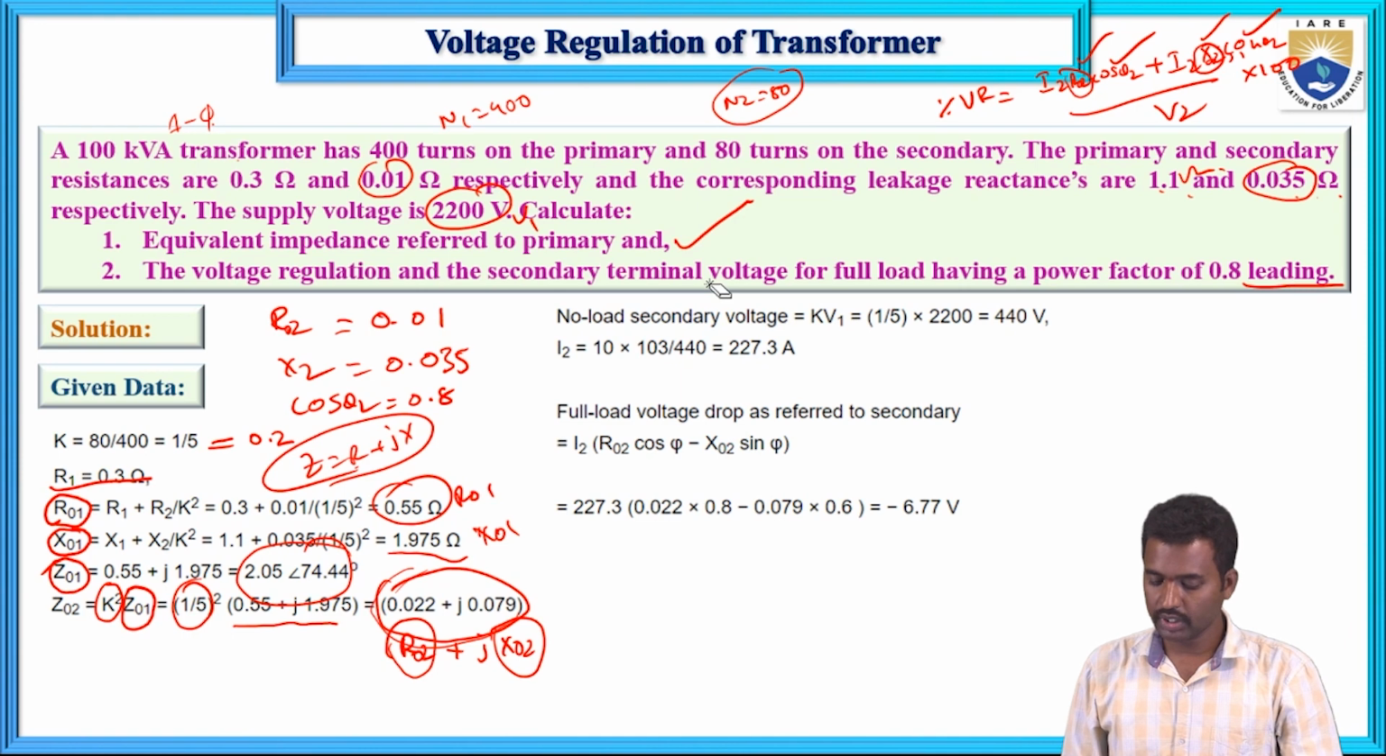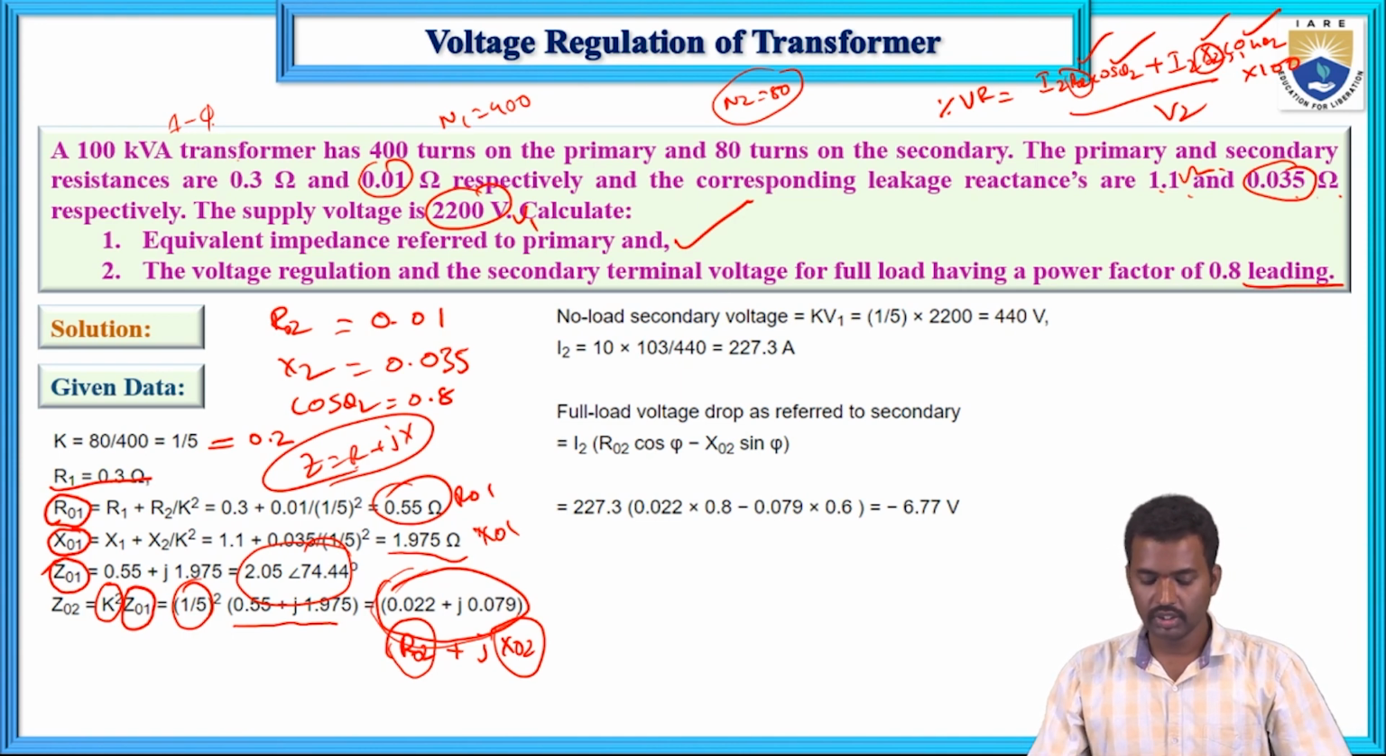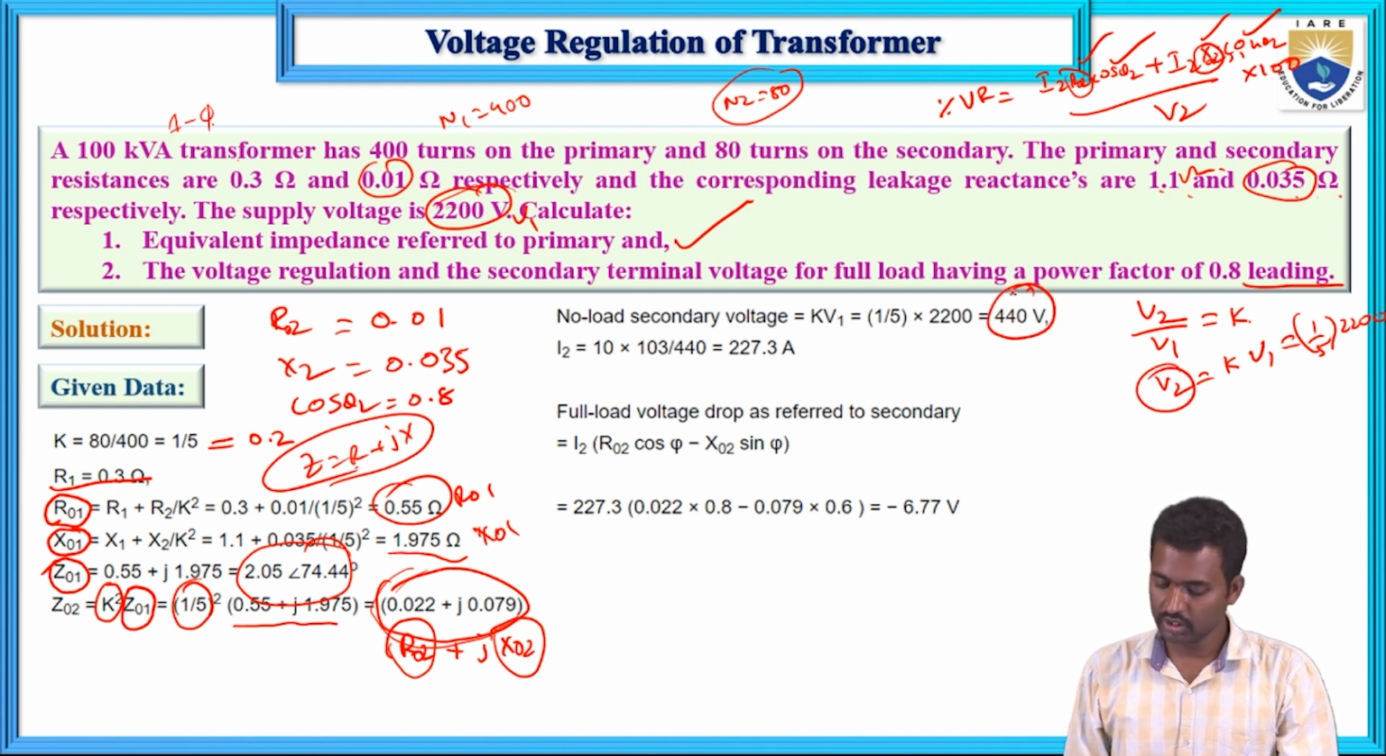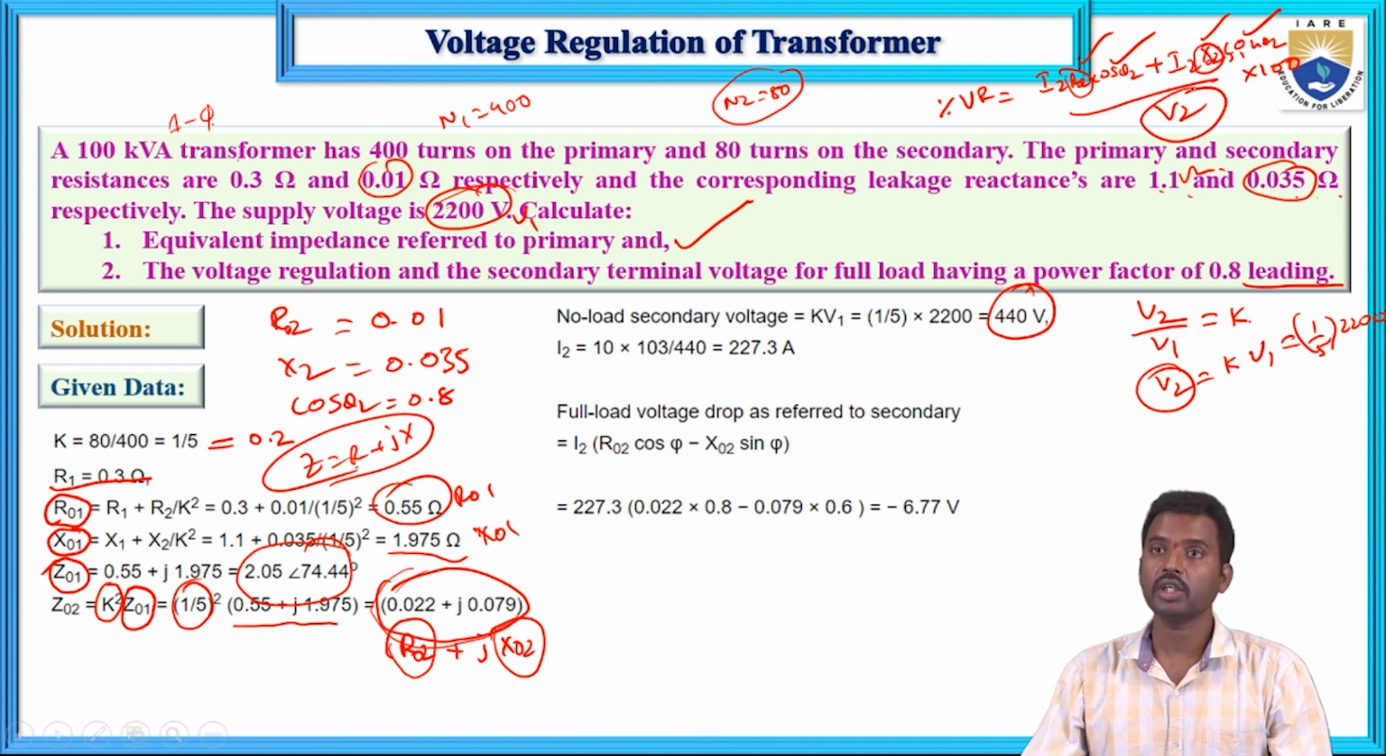Now here the no load secondary voltage. No load, this is the primary voltage only. There is a relation V2 by V1 equals K, the turns ratio. Now here V2 equals K into V1. Here K equals 1 by 5 and V1 is 2200, this one. So from this there is a secondary voltage. This is required here. V2 is calculated.